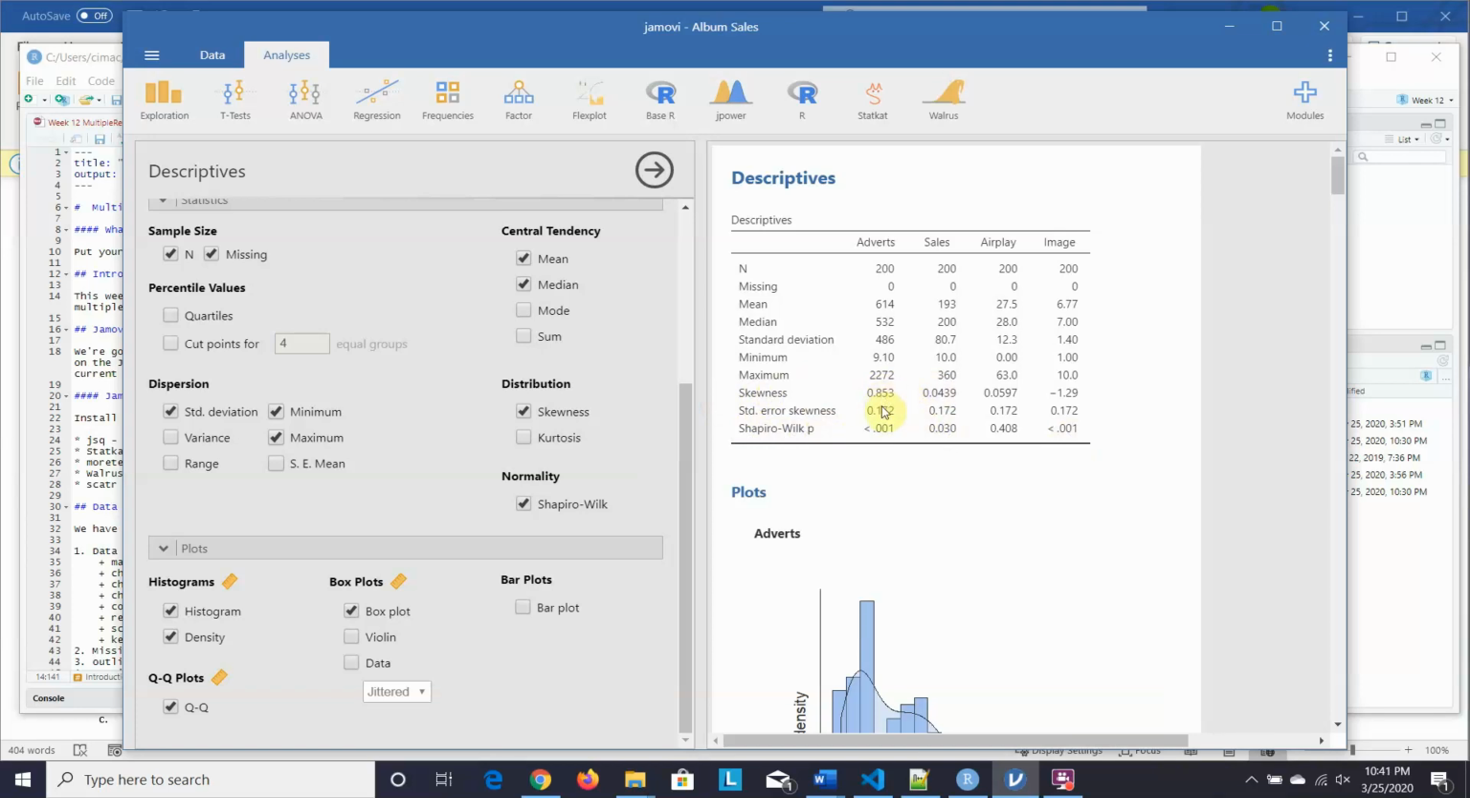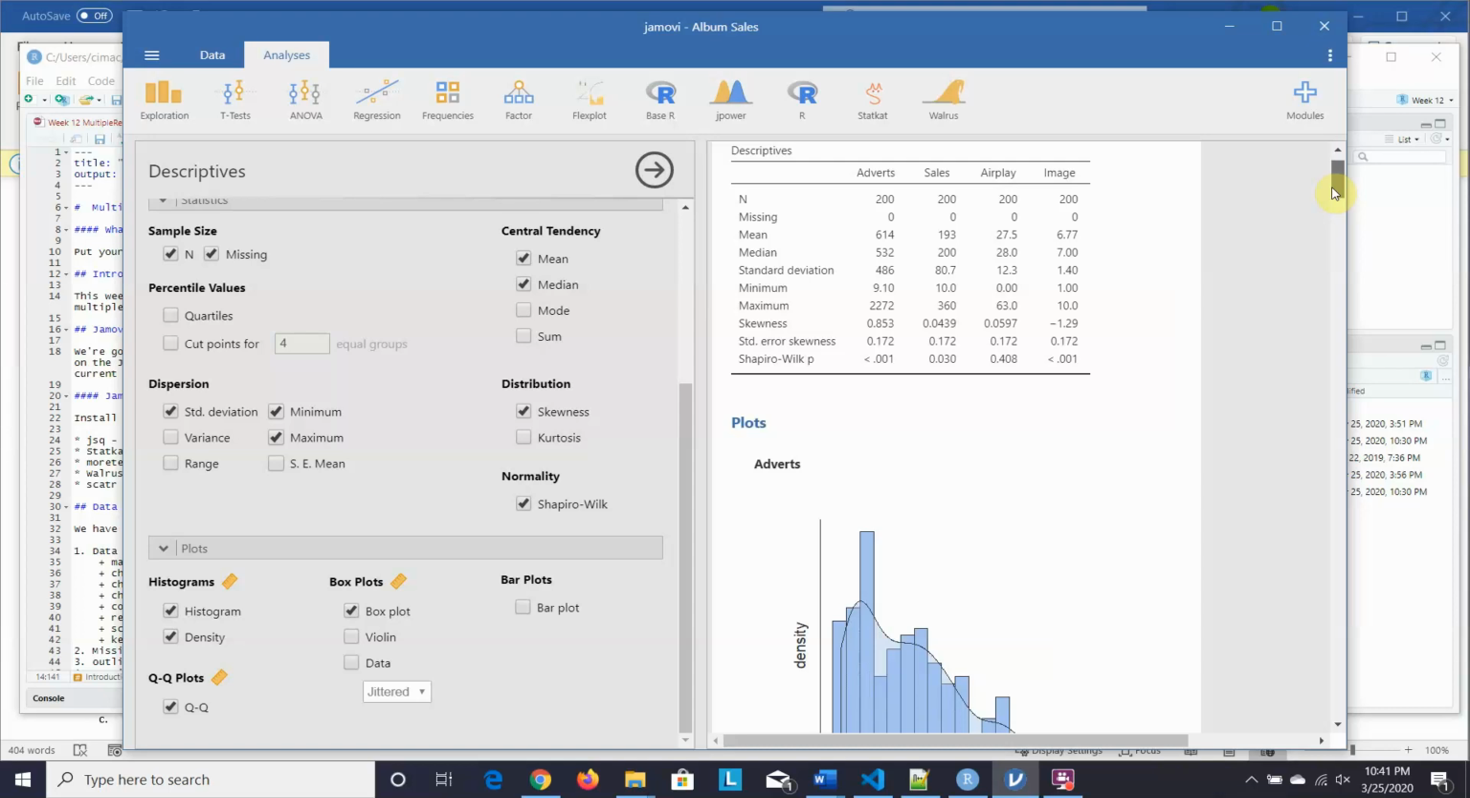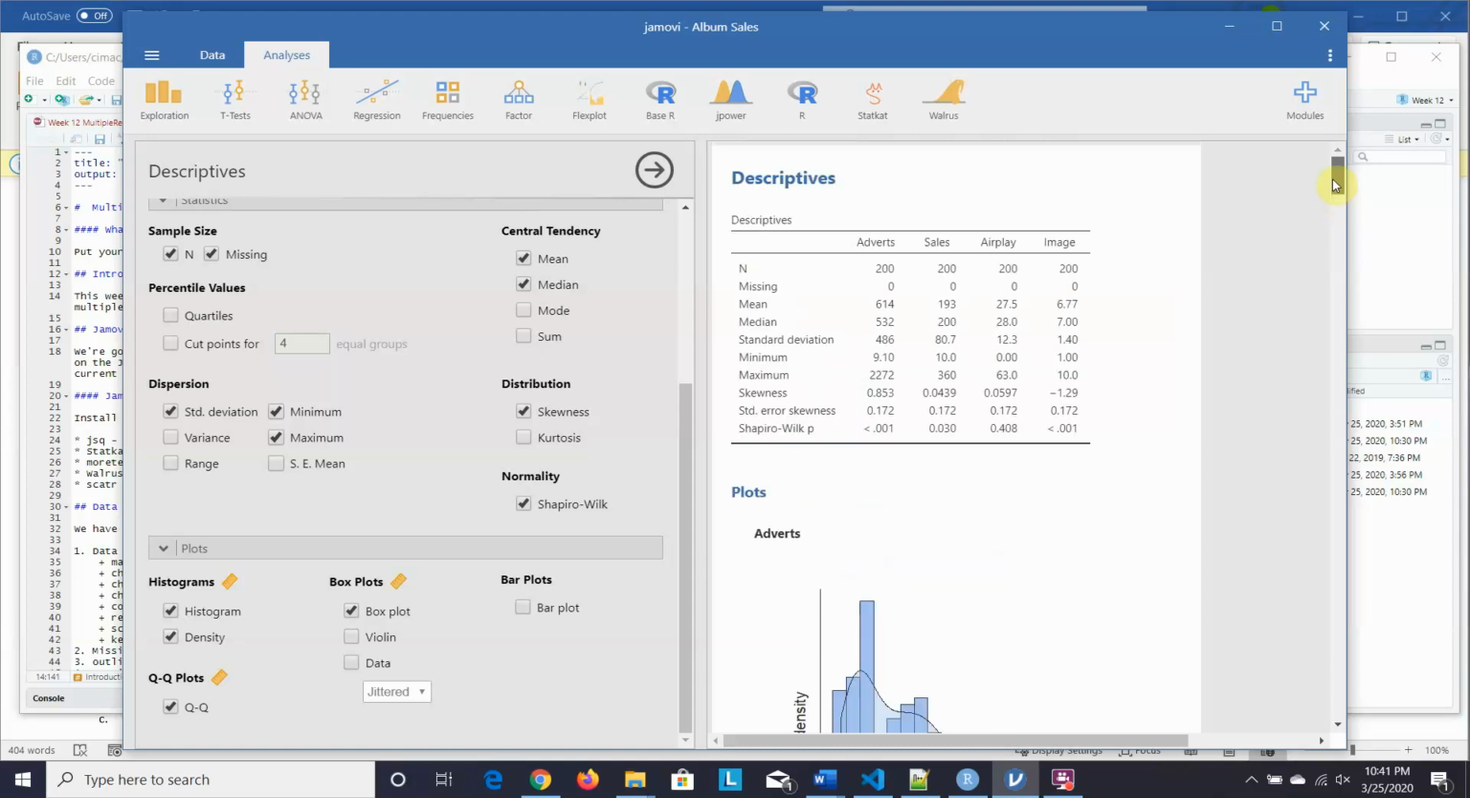So adverts, skewness divided by standard error of the skewness is definitely greater than 2. Sales, skewness divided by standard error, not greater than 2, so we're not so worried about that one. Same thing with airplay and image, 1.29 divided by 0.17, that's definitely going to be greater than 2. So if we go down and look at our plots, just on our descriptives, we know we don't have any missing data, and values look reasonable in there. There's nothing extreme.